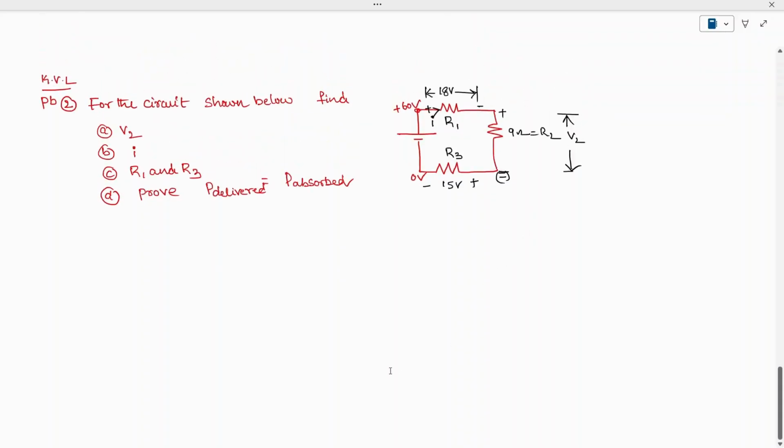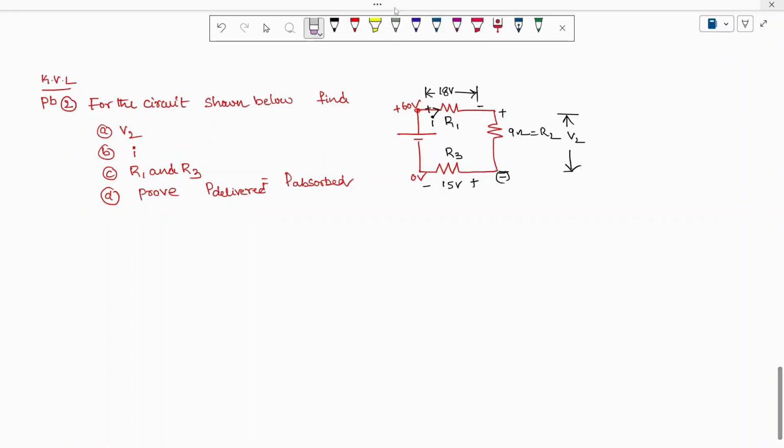Today we are going to solve this problem. The problem given is: for the circuit shown below, find the voltage V2 and define the voltage V2. Part B is to find the current I and the resistors R1 and R3, and prove that power delivered is equal to power absorbed. When you see this problem, it's very simple to understand.